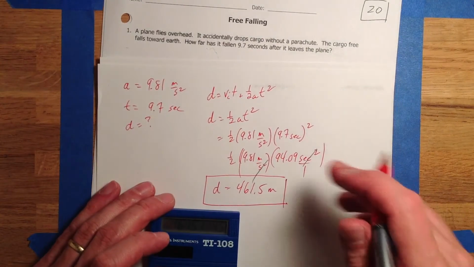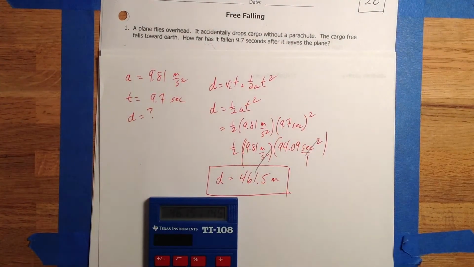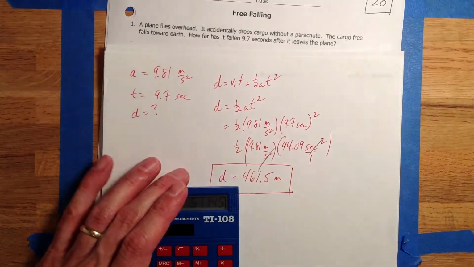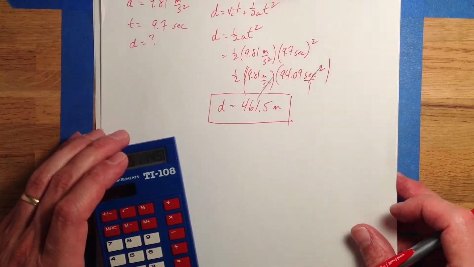You can't really get dinged if it doesn't say what to round to. That's how far it's fallen, which is kind of cool. It's very calculable if all the forces aren't acting on it, like wind or whatever.